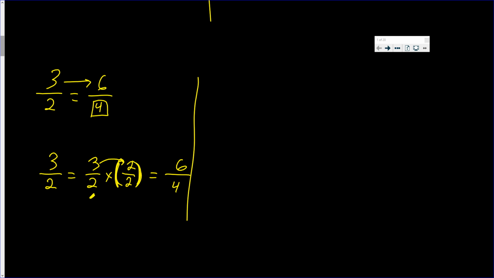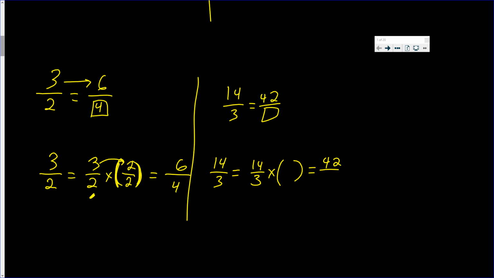If you had 14 over 3, and you want to write this as 42 over some number, you take 14 over 3, it equals itself times 1. And somehow you want to get a 42 on the top. So you're going to multiply by a fraction. 14 times 3 is 42. So you have to multiply the bottom by 3 as well. It's a coincidence that's 3. 3 times 3 is 9.